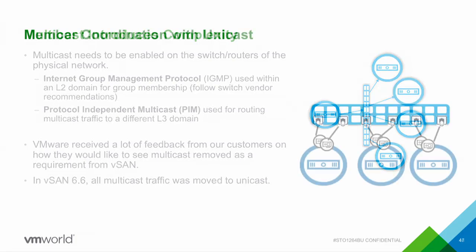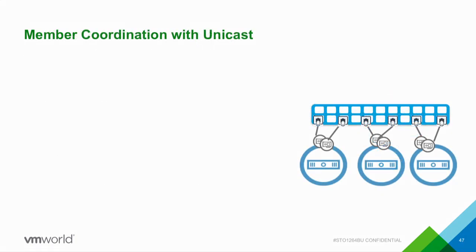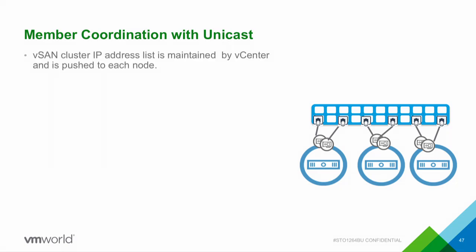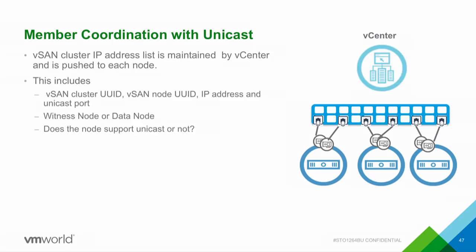So what does that mean then? When we had multicast, we had IGMP for managing the group of nodes that are in that group, and they could all communicate with each other and so on. Now, if we have unicast, we no longer have that mechanism. So what happens in this particular case? The vCenter becomes the source of truth now for cluster membership. Who's joining the cluster? Who's leaving the cluster? Is it a witness node? Is it a data node?